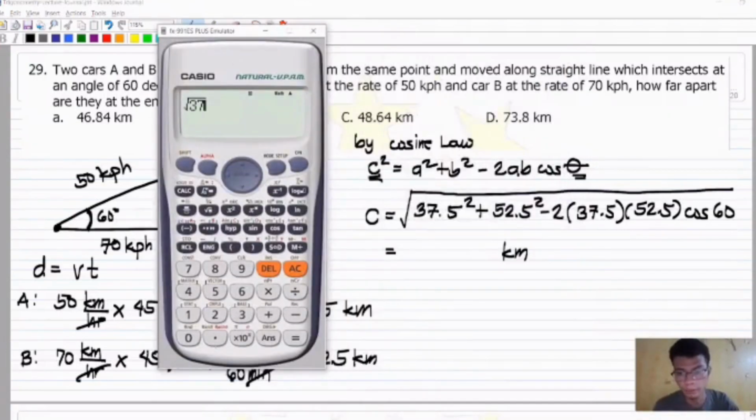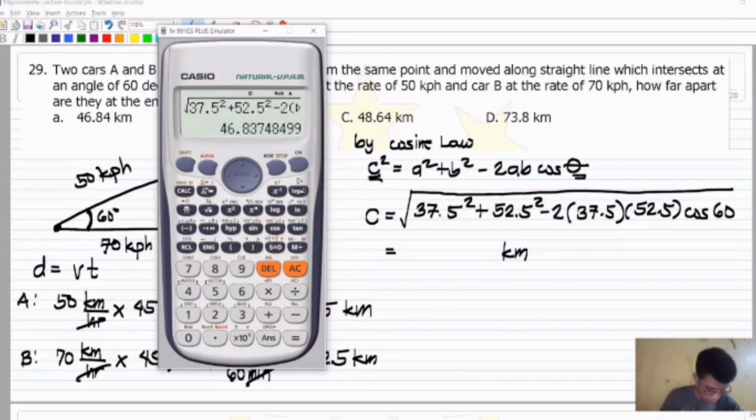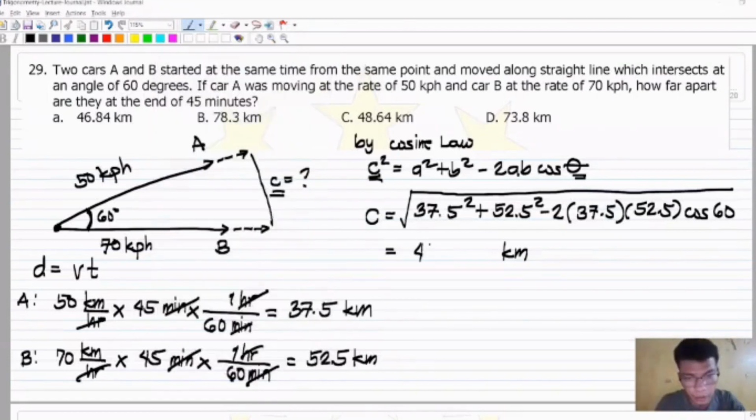Square root of 37.5 square plus 52.5 square minus 2 times 37.5 times 52.5 cosine 60. The answer is 46.84 kilometers. 46.84 kilometers. And that is letter A.